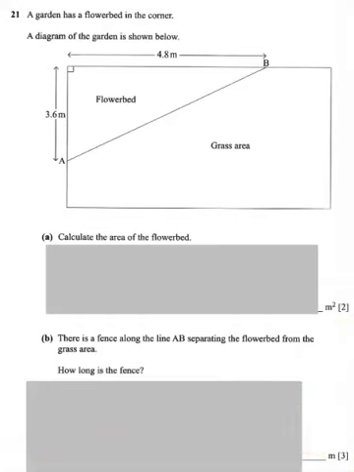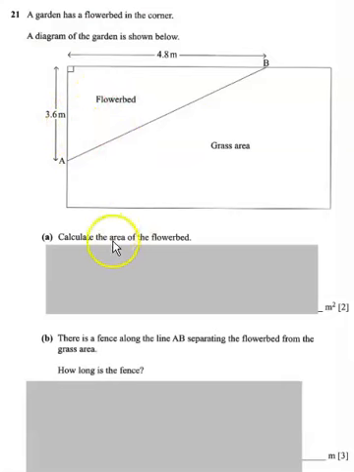So question 21, it says a garden has a flower bed in the corner. A diagram of the garden is shown below. So we have a right angle triangle. So these are the kind of things you look out for. Right angle triangles, it could be area of a triangle, it could be like Pythagoras, that kind of thing.